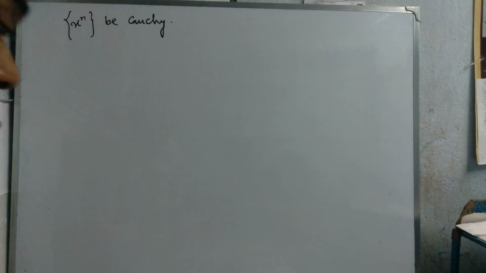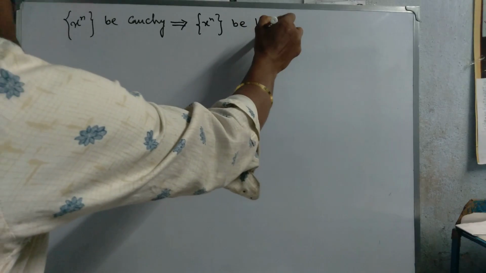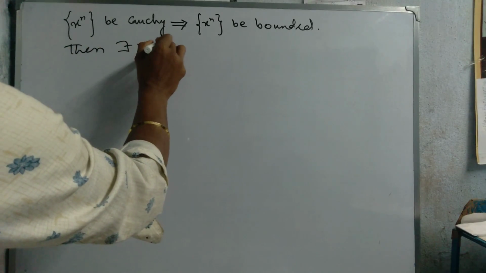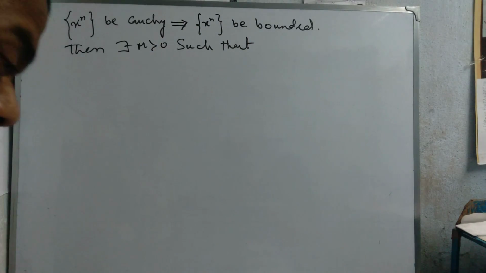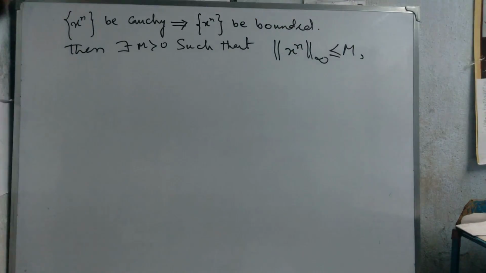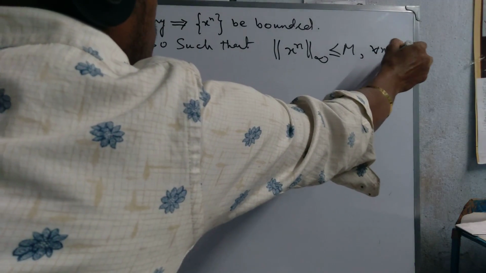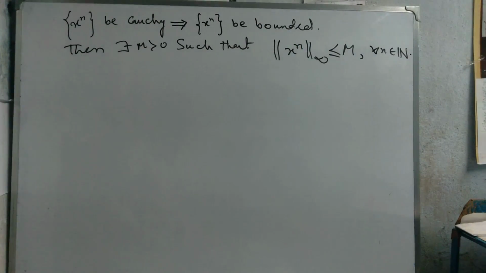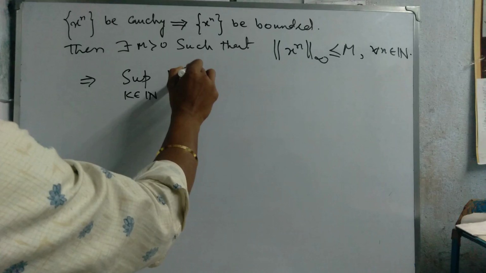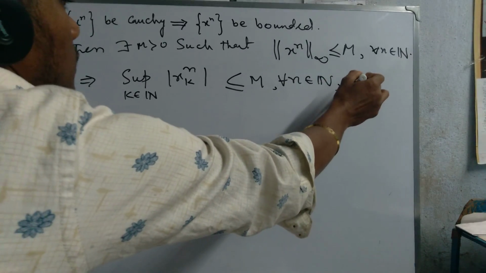Then this implies that x_n is bounded. Any Cauchy sequence is bounded, then what happened? Then there exists M greater than 0 such that the norm of x_n, with respect to the infinity norm, is less than or equal to M for all n belongs to the natural numbers. Not a problem at all. So this implies the supremum over k belongs to N of |x_k^n| is less than or equal to M, for all n and k belongs to N.